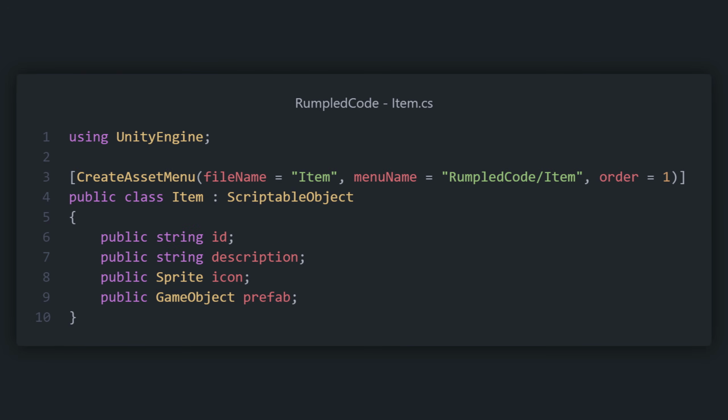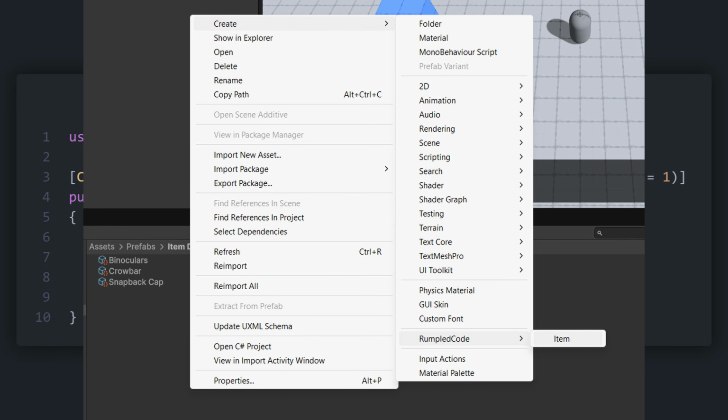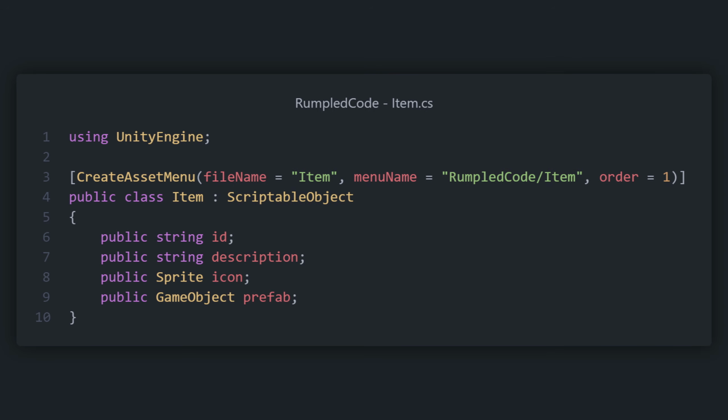In the Item.cs script, we define a class called Item that inherits from ScriptableObject. This allows us to create assets in Unity for different items in our game. Using the CreateAssetMenu attribute, we can easily add new items through the Unity menu by right-clicking and selecting Create, Inventory, Item.